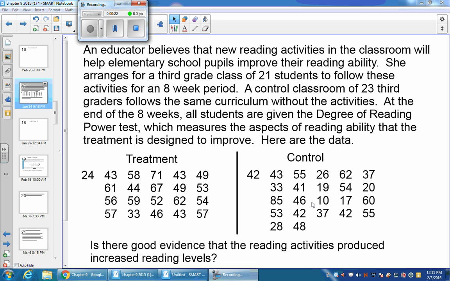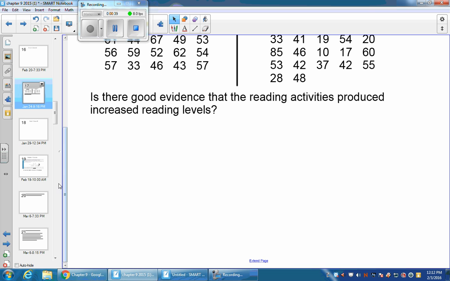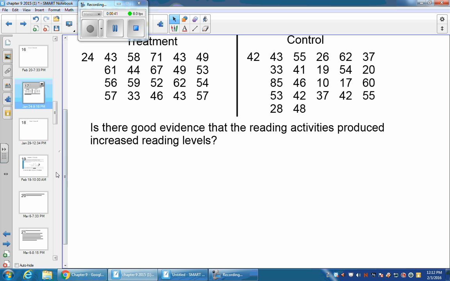At the end of the 8 weeks, all students are given a degree of reading power test, which measures the aspects of reading ability that the treatment was designed to improve. Here are the data. Is there good evidence that the reading activities produced increased reading levels? So our goal is to prove that these numbers are higher than these numbers.